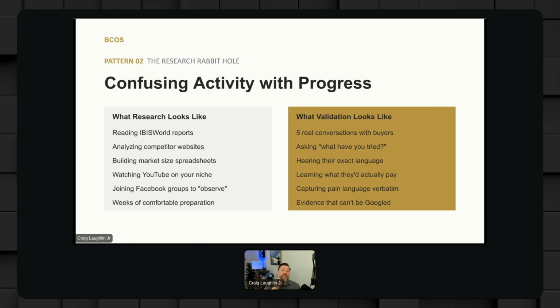And that is the critical distinction here. Research tells you what the market looks like from the outside. Validation tells you what buyers actually experience from the inside. Research on this side tells you the industry is growing at 4.5% annually. Validation on this side tells you the specific words a frustrated founder uses at 2 a.m. when they're staring at a revenue plateau that they cannot break.